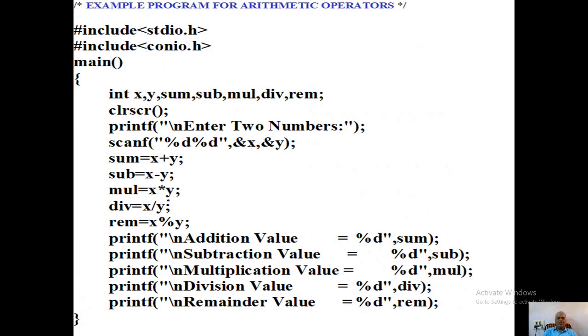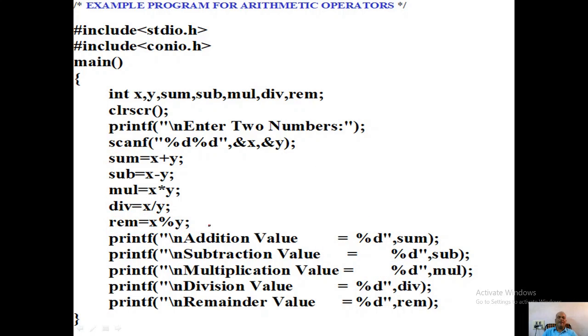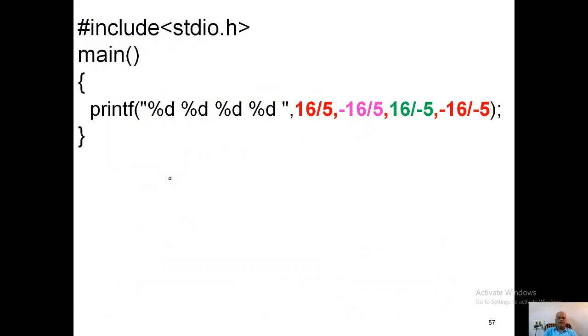So let us look at this simple program. It is an usual C program. It has addition of two numbers, multiplication, division. Here I am using all of these. Sum equals x plus y, sub equals x minus y, multiplication x into y, division equals x divided by y, remainder equals x modulus y. So the arithmetic operators are also called binary operators.